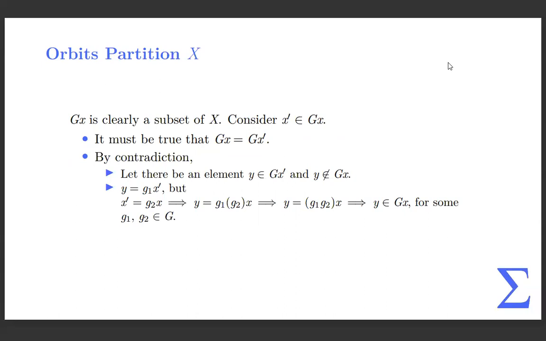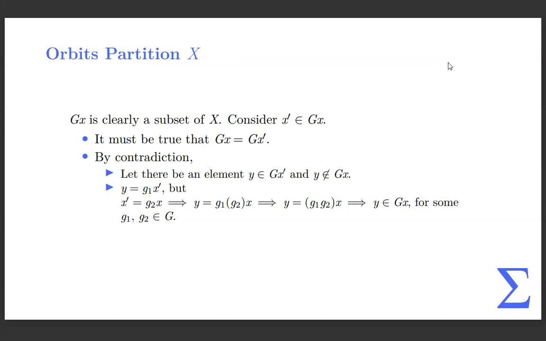But if you take all the things that X can go to, and all the things that some other Y goes to because of action by G, those are completely separate. It partitions that set. In fact, if you take all the orbits, you get a partition of the entire set X. Why? Well, let's think about it.